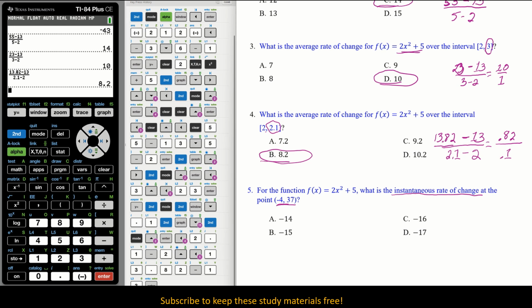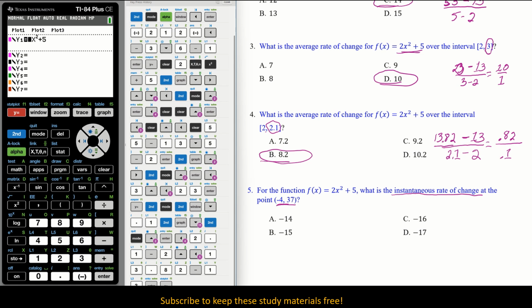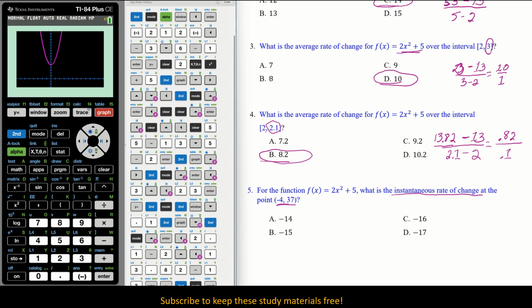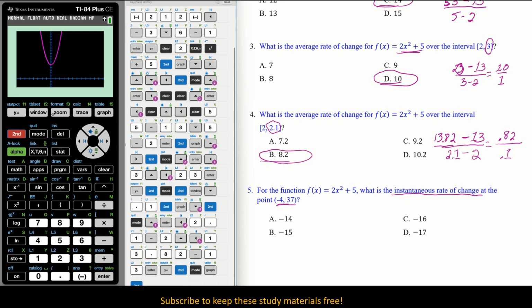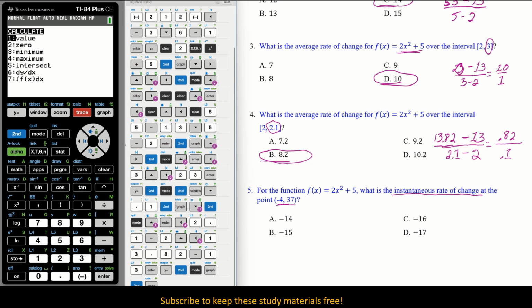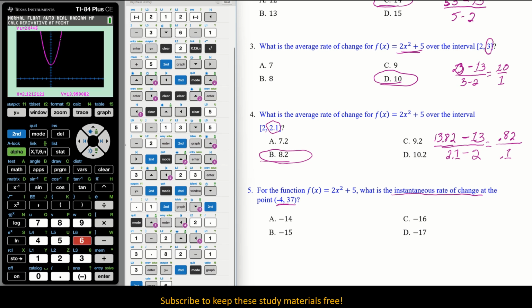I already have that function I need entered. This is what I'm going to do. I'm going to go back out and I'm going to put my graph on. Okay. Now I need to say second trace because I need the blue, the calc. I'm going to go calc. See number 6 right there. That's the first derivative. So I'm going to say number 6. Okay, it's highlighted. See it blinking, blinking, blinking.